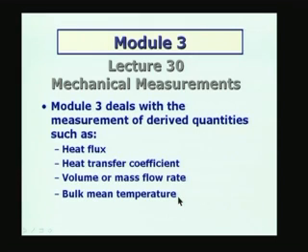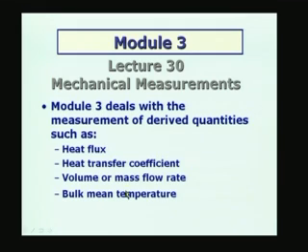The bulk mean temperature corresponds to the same case where you have a fluid moving through a duct or a pipe, and we would like to find out what is the mean temperature of the fluid as it is carried along the axis of the tube. So some of these will be highlighted in module number 3.